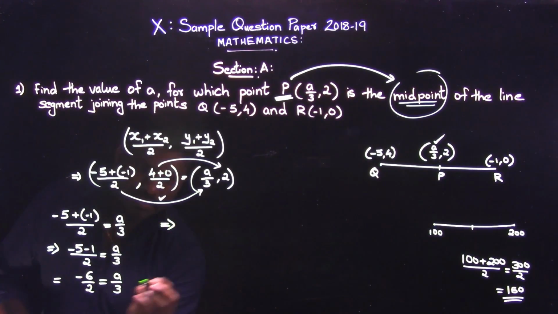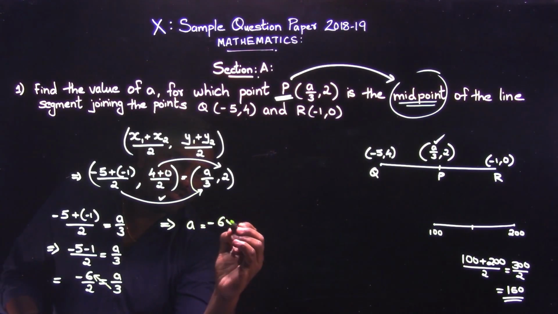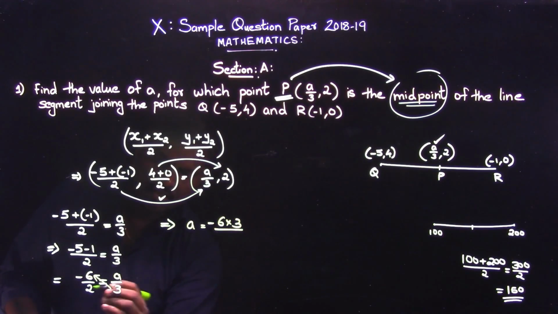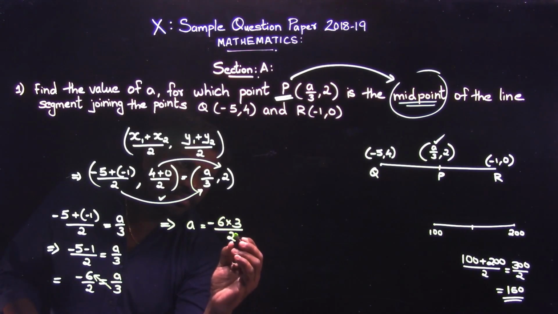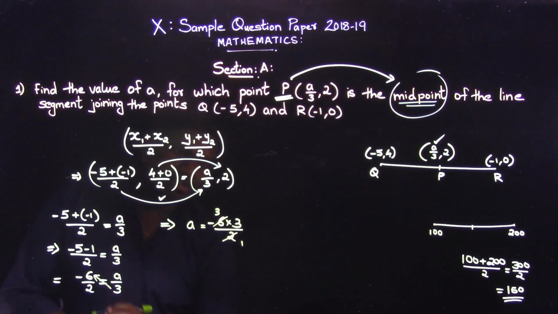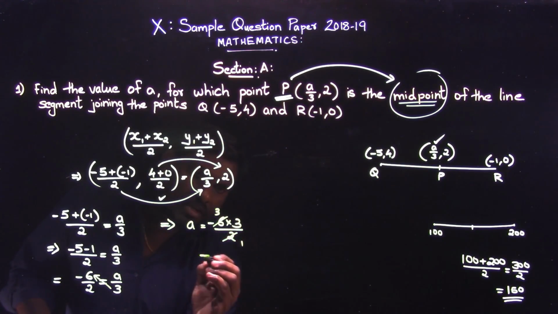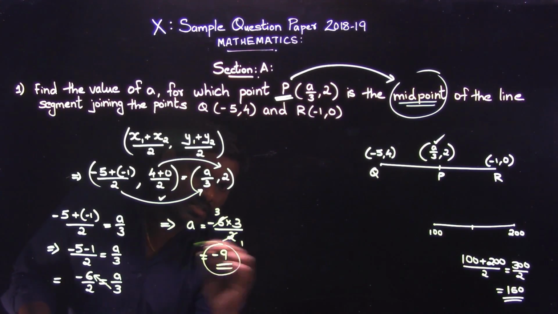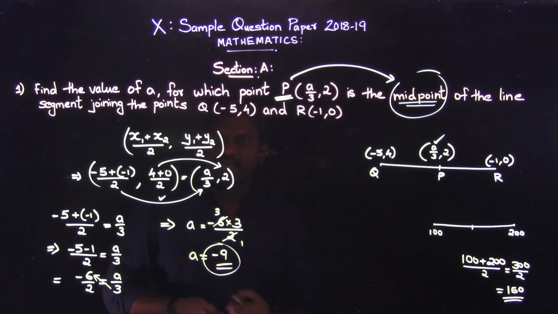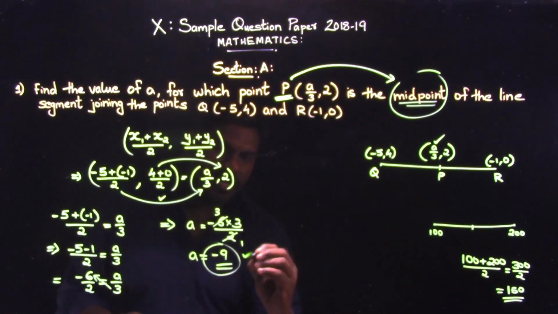Which implies, to find a, you need to cross multiply, so minus 6 into 3 by 2. The 2 can be cancelled with 6, as there are 3 twos in 6, and thus you multiply minus 3 and 3, you will get minus 9. So this is the answer for the first question, which is a is equal to minus 9.